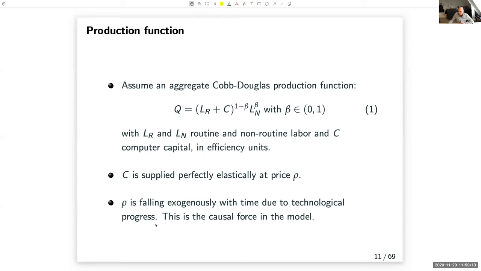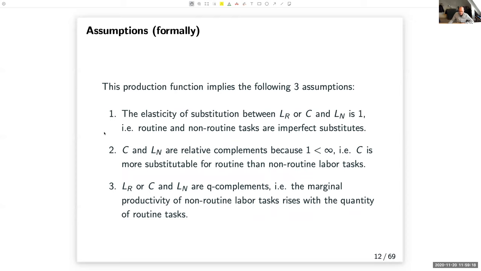Going back to the assumptions I made on the previous slide, are these indeed satisfied by this equation one? The answer is yes. This production function implies the following three assumptions. First of all, the elasticity of substitution between routine and non-routine tasks is one. It's a Cobb-Douglas production function, so it's finite, and the task dimension, routine and non-routine, matters in the technology. Second, C and LN are relative complements relative to C and LR, because the elasticity of substitution between computers and non-routine labor tasks is one, whereas computers and routine labor tasks are perfect substitutes, so they have an elasticity of substitution going to infinity, which implies that C is more substitutable for routine than non-routine labor tasks, which is what we intuitively wanted.